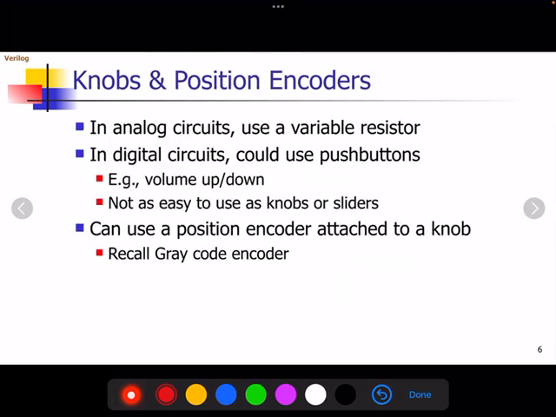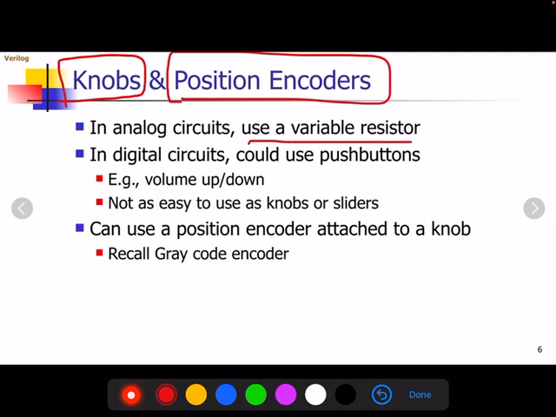Input can also be provided by knobs as well as by position encoders. For a knob, recall a potentiometer, a variable resistor that we rotate; when we rotate it, the resistance changes. That is a perfect example of a knob giving input. In digital circuits, it could be push buttons, for example in systems like MP3 players for volume up and down. With position encoders, depending on the position of the knob, a certain operation will be selected.